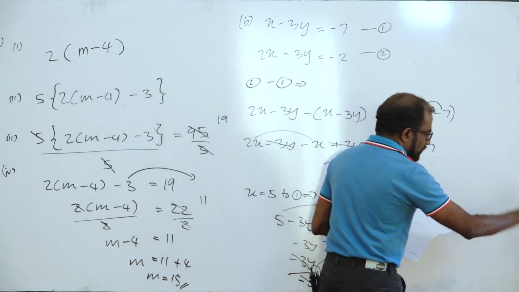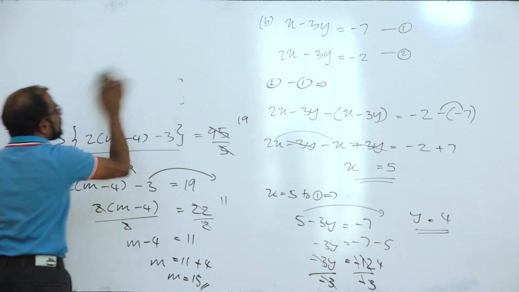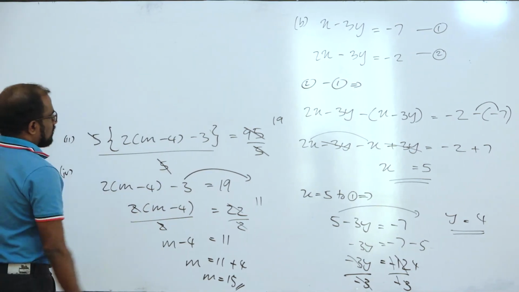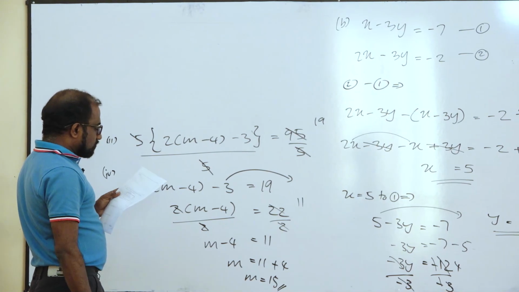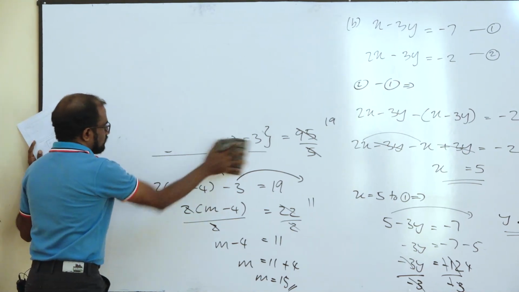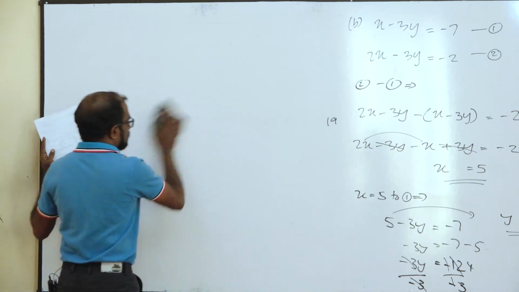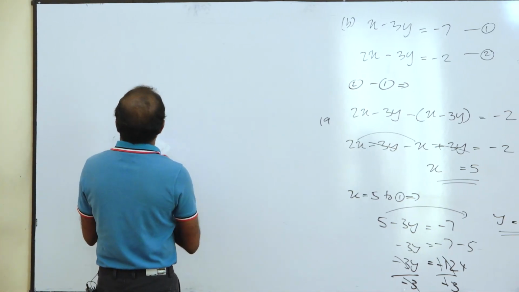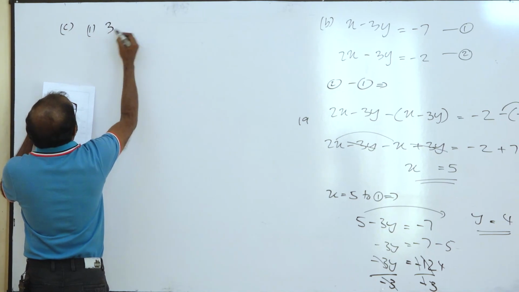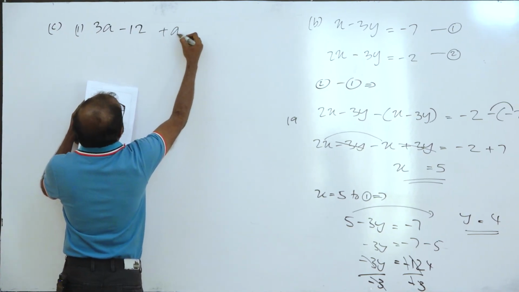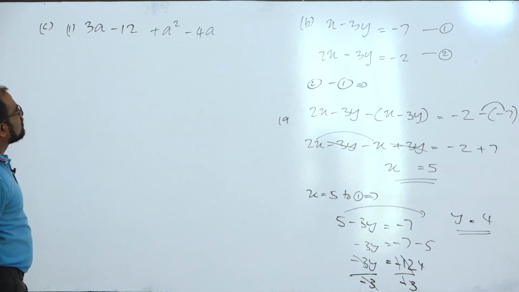Right, we'll move to part C of the first question. I have given you two expressions to factorize. 3a minus 12 plus a squared minus 4a. So how do you factorize such an expression?